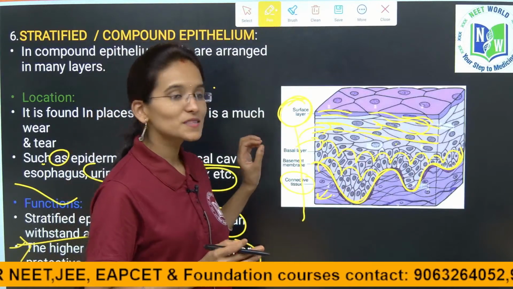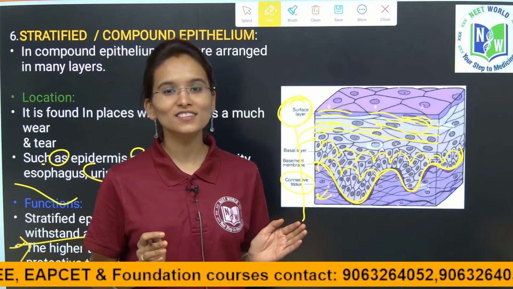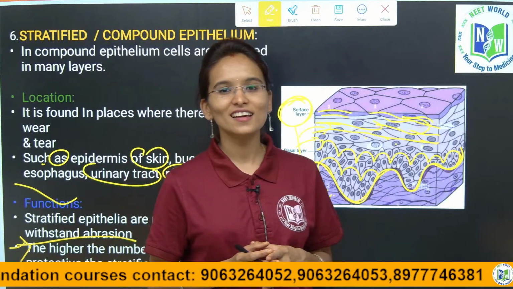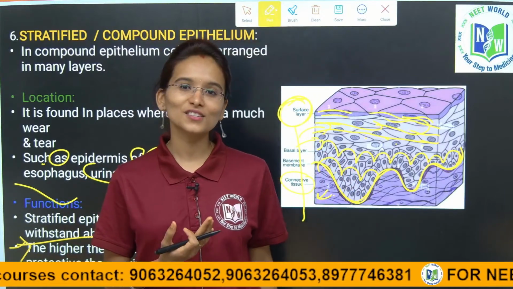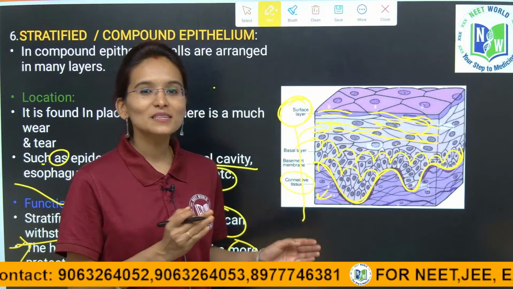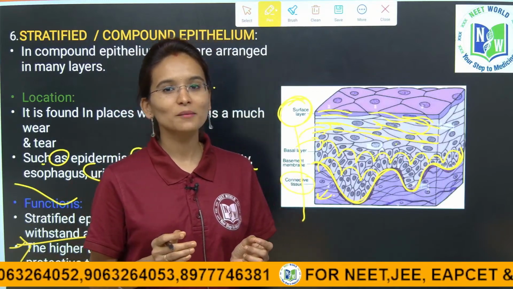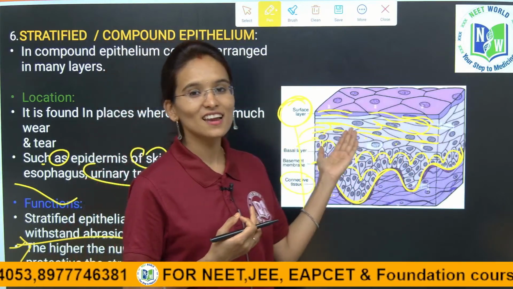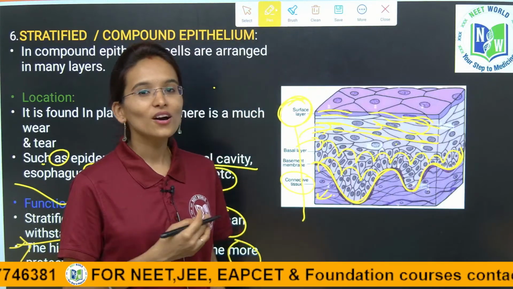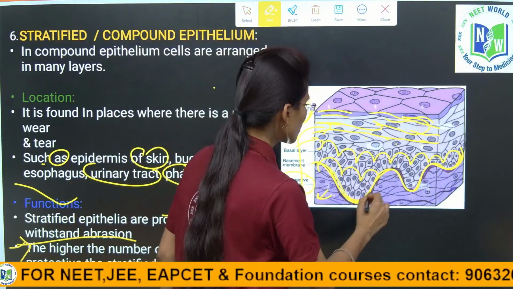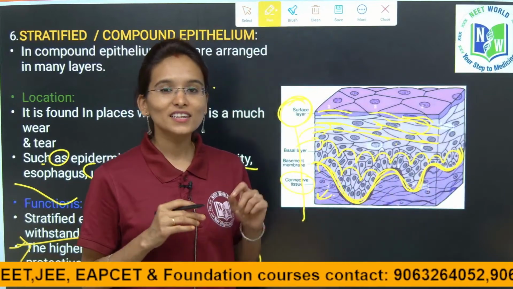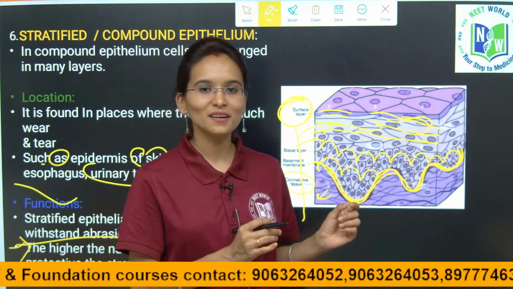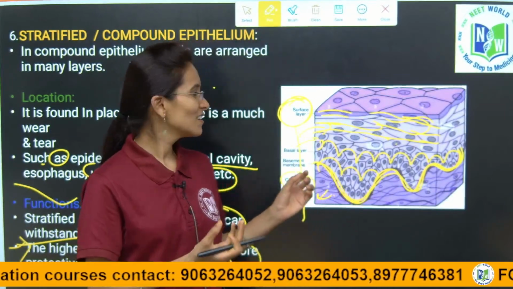Clear with all the concepts, clear with all the different types of tissues, my dear students? In the animal tissues, we have just completed the first type of tissue, the epithelial tissue. In the epithelial tissue, we have covered simple squamous, cuboidal, columnar epithelium, glandular epithelium, ciliated epithelium, and the last one, the stratified or compound epithelium. It is very important and mandatory to learn all the types of tissues along with their diagrams, structures and locations.